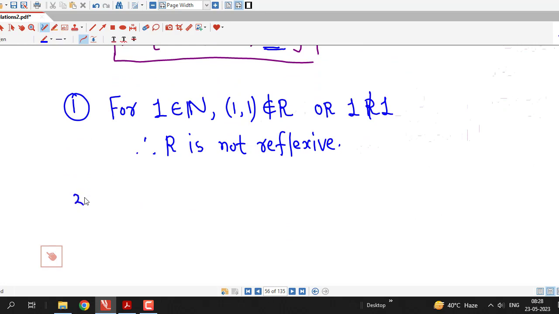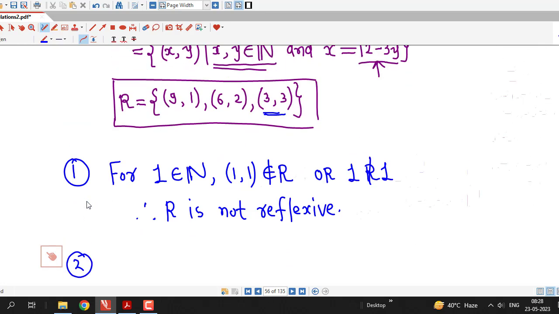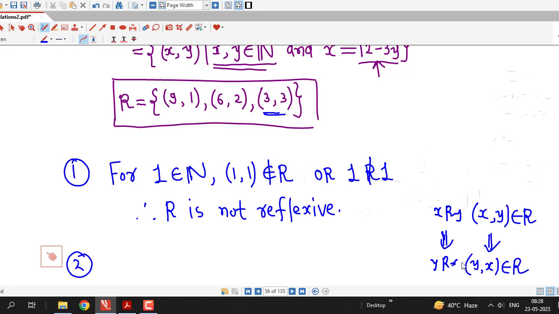And for symmetry, we have to check that whenever we have an ordered pair (x, y) in the given relation, we must have the ordered pair (y, x) in the given relation, or whenever x is related to y, we must have y related to x. So that is obvious here. We can see that for the first ordered pair, (9, 1) belongs to R, but (1, 9) is not in R.